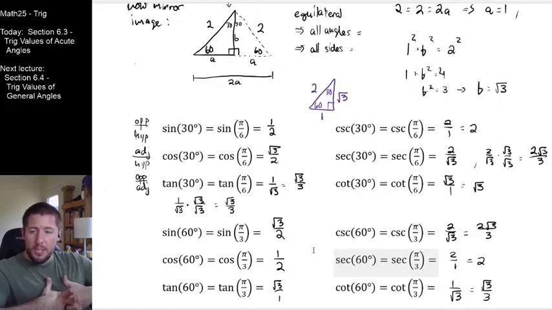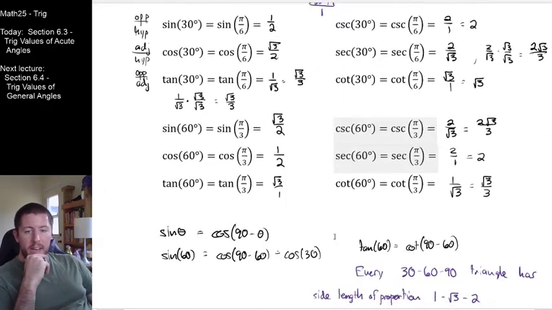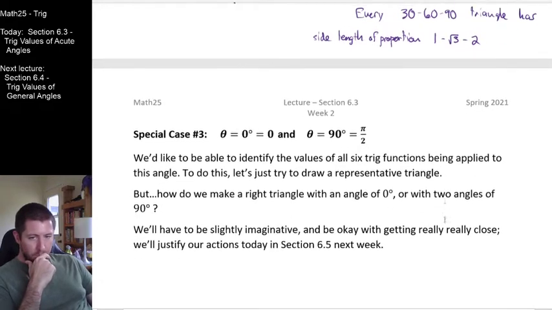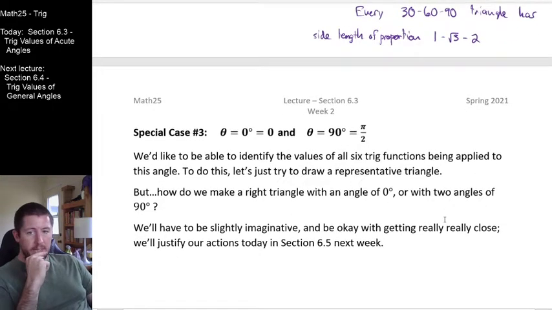So that's almost it. The only other special case that we need to work out for ourselves is the 0 degree or 0 radian case and the 90 degree or the pi halves radian case right here. If we get these, then this is our job for today. We'll then just look at some examples of using these values and we'll call it a day. So our issue though is this. We'd like to be able to identify the values of all 6 trig functions being applied to these angles.